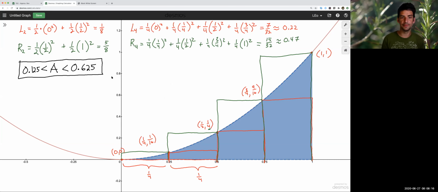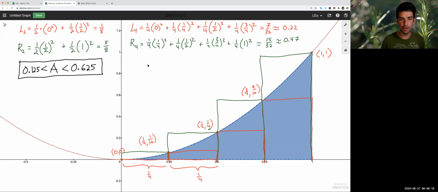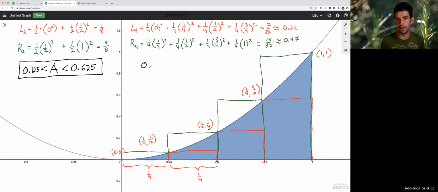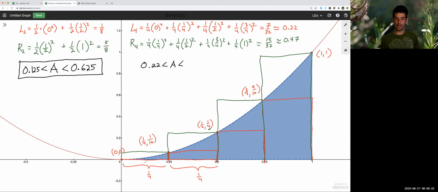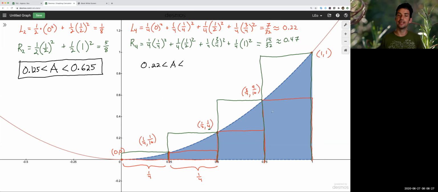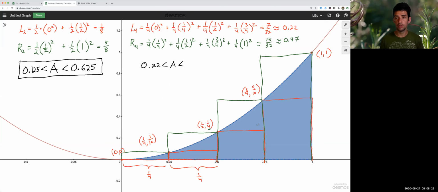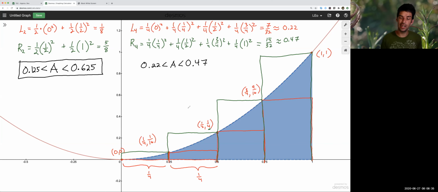So notice what happened. Let's write this down. We now have an approximation for our area that says it's got to be bigger than the area of these red rectangles, right? Those are all below. And it's got to be smaller than the area of these green rectangles. They are all above it, right? So that blue area is pinned in between those two things.